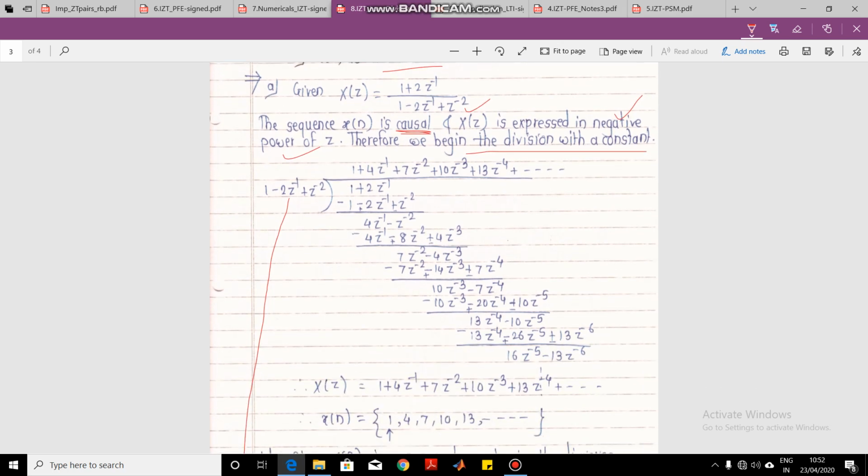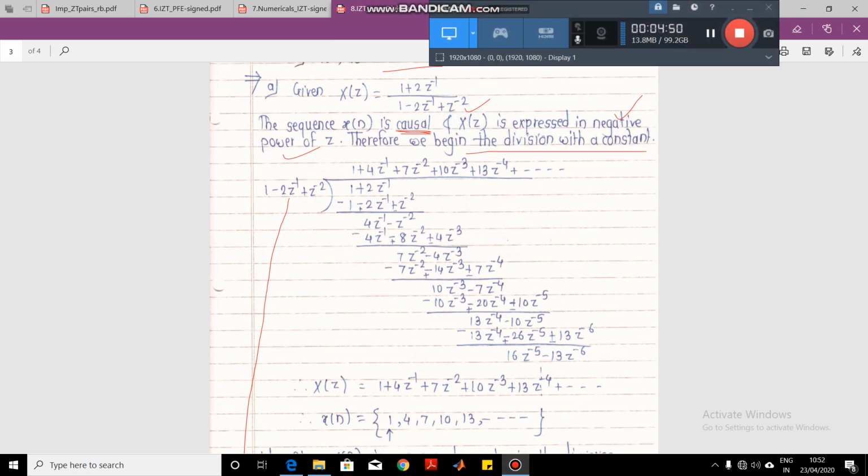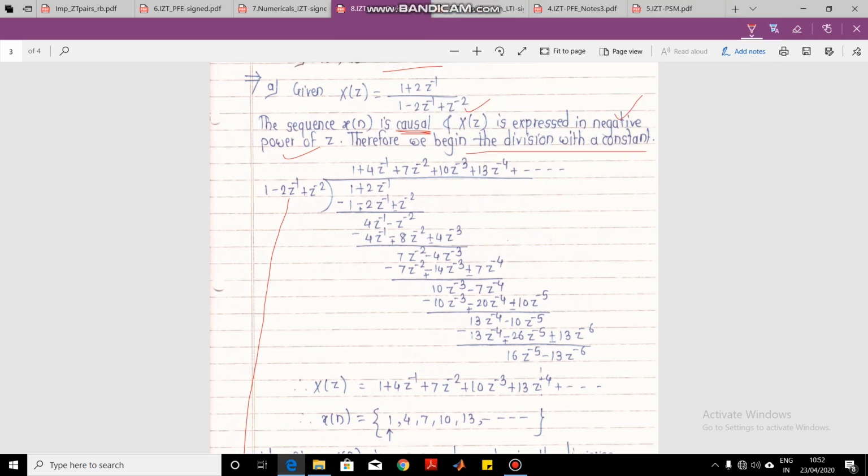Since we are doing this for the causal case, we know that we are just writing it from the constant side. Now divide it. So now we know how to divide this. If I want to get the answer here as 1, I take this quotient as 1. So 1 into 1 is 1, minus 2 into 1 is minus 2z^-1, and plus z^-2 into 1 is z^-2.